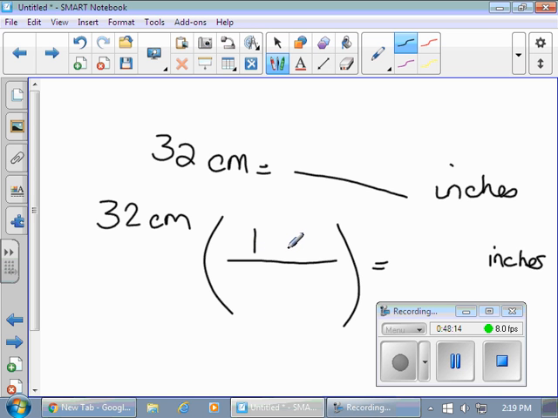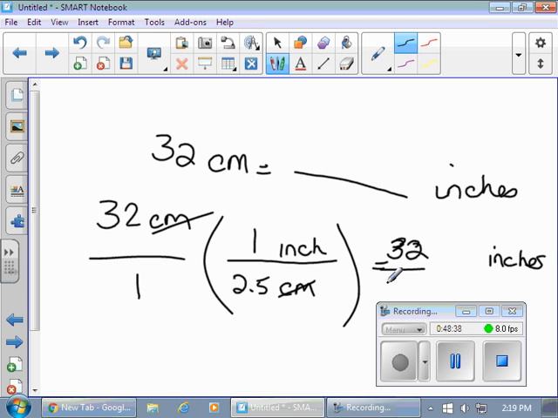One what? What's my unit? 1 inch over 2.5 centimeters. What happens to my centimeters? They cancel out. And so what do I get on top? What do I get on bottom? It should be a 32. What on bottom? 2.5. And what do you get when you divide 32 divided by 2.5? 12.8 inches. That's the answer. Okay?